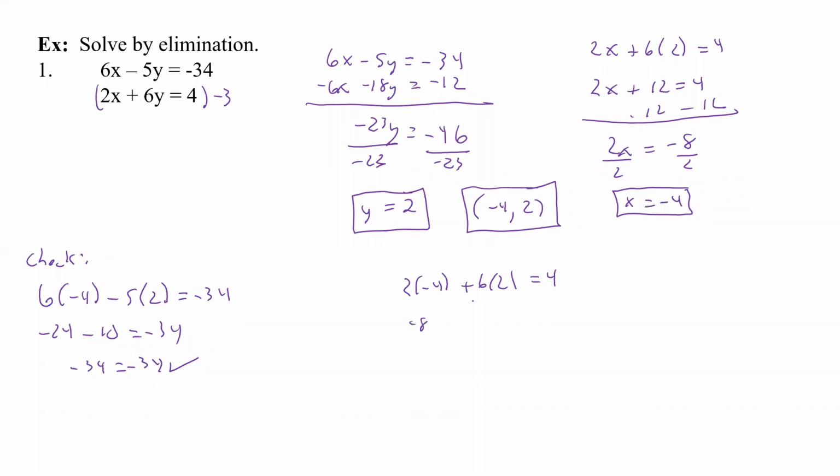Now here we have minus 8, and then we have plus 12 equals 4. Well, 12 minus 8 is 4, and so it checks there. So that is my solution to this system of equations.